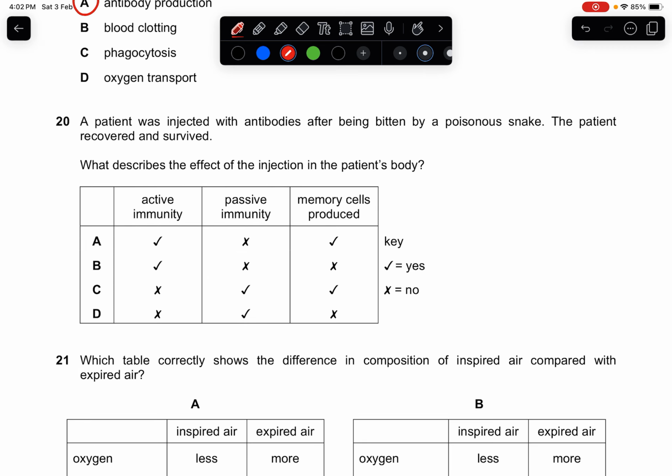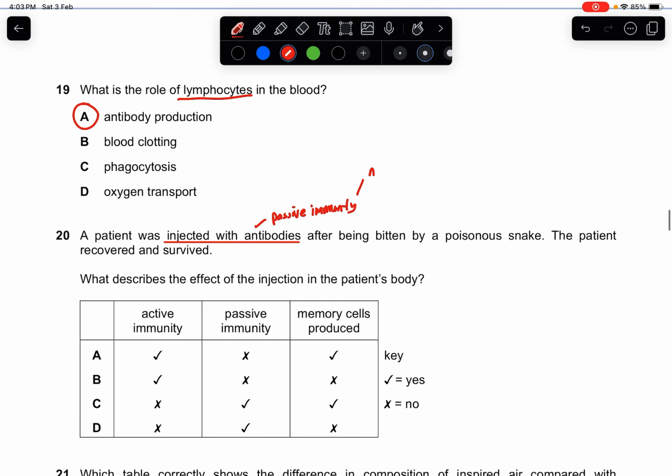Question 20. A patient was injected with antibodies after being bitten by a poisonous snake. The patient recovered and survived. What describes the effect of the injection in the body? So the keyword here is injected with antibodies. And if you have read about this chapter, it is passive immunity. So when you talk about passive immunity, there will always be no memory cells produced.